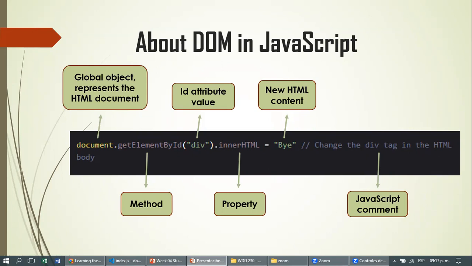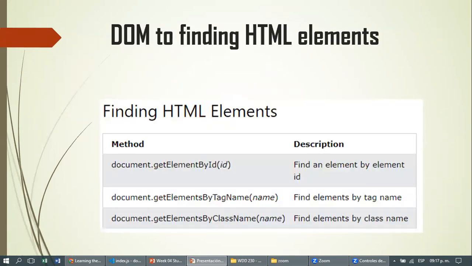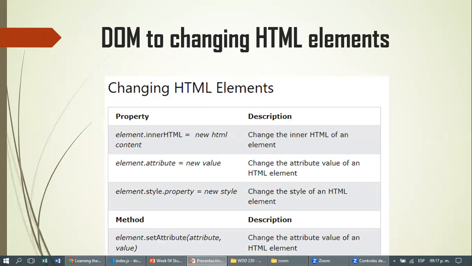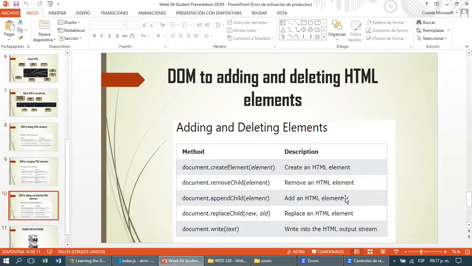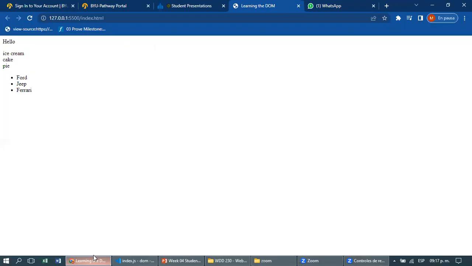So we have the methods for finding HTML elements: getElementById, getElementsByTagName, and getElementsByClassName. We're going to work on that. We have some DOM properties for changing HTML elements, like innerHTML, .attribute, .style, and others. And we have DOM methods for adding and deleting HTML elements, like createElement, removeChild, appendChild, replaceChild, and others. We can't study all of these concepts at once in only 10 minutes, but we are going to try to learn a little bit more about it.